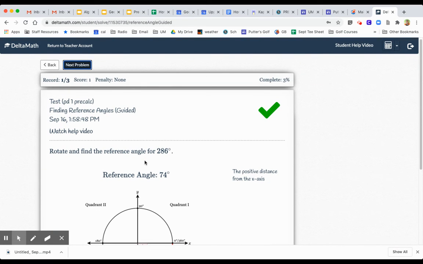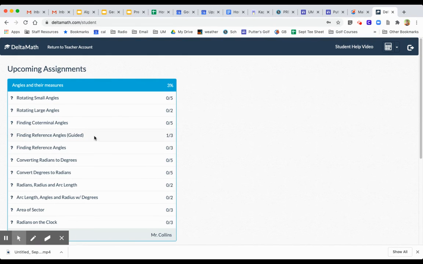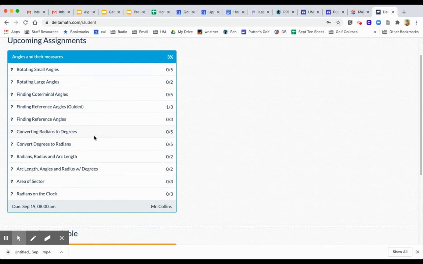Incidentally, if your student got it incorrect, there would be a red X. They would still give the correct solution. So you can look at and see what the solution is. And then you could click next problem. Again, I got 1 out of 3 correct. I'd need to do 2 more. But I'm going to back out just to show you one more.